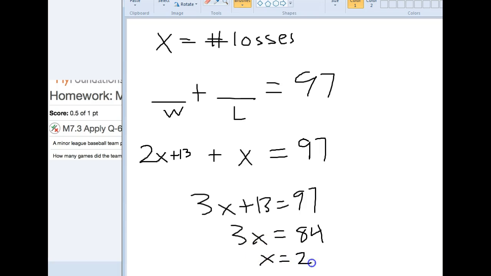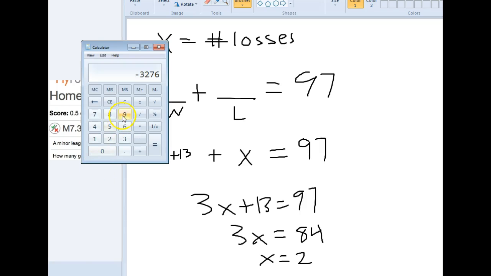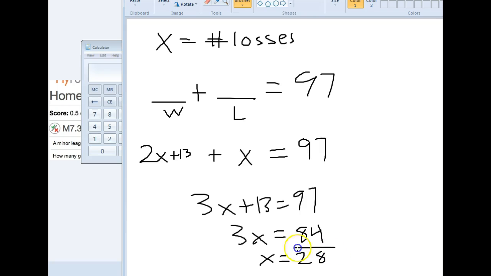I believe that comes out to 28. I don't know if that comes out even. Did I do that right? 97 minus 13, 84 divided by 3, 28. It does come out even. That was all right. Good. So X, our number of losses, is 28.